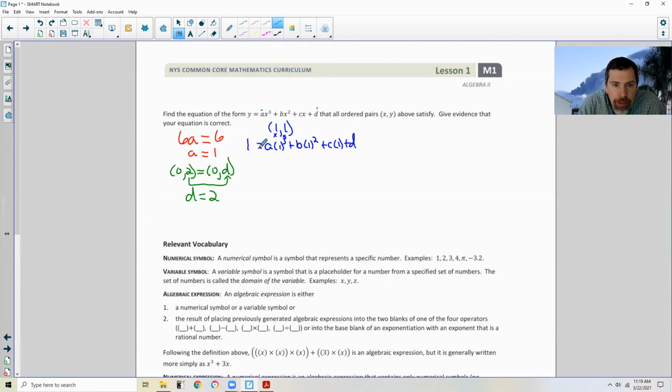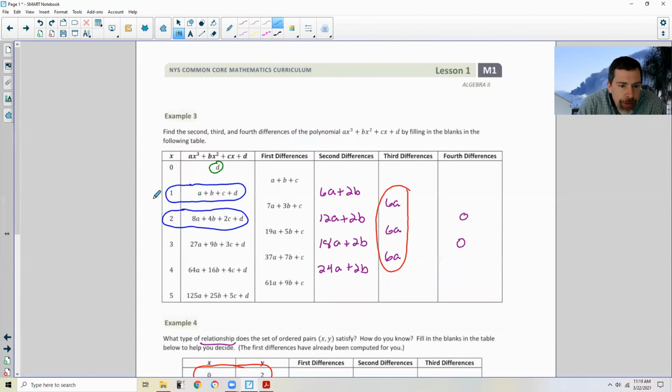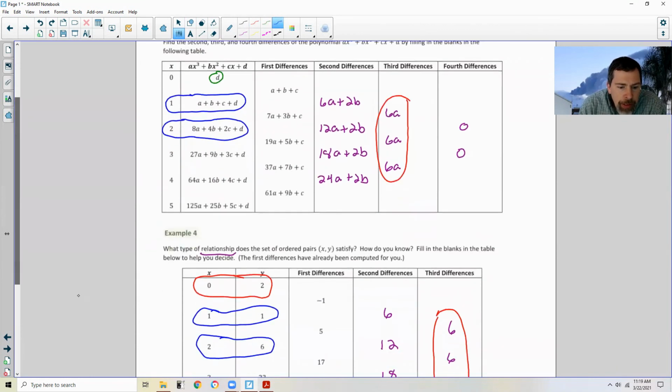All right, so I'm going to simplify this now. I know that a is 1, so we're going to get 1 equals 1 times 1 cubed, or simply 1, b times 1 squared, or simply b, c times 1, which is c, and d is 2. So then we get this equation. So we have y equals x plus b plus c plus 2, where x is 1. Okay, so far so good. So then I'm going to go on to the next point, and it is the point 2, 6.